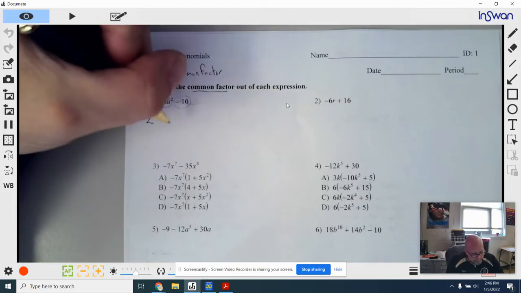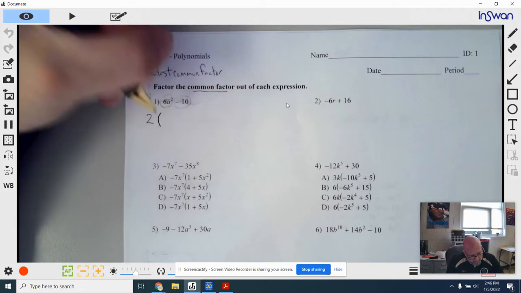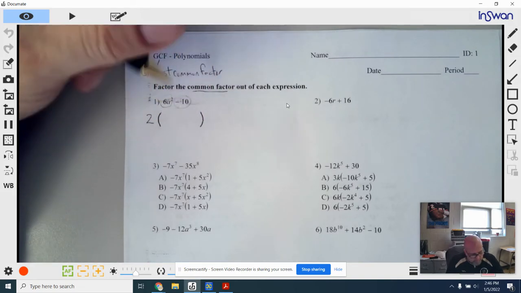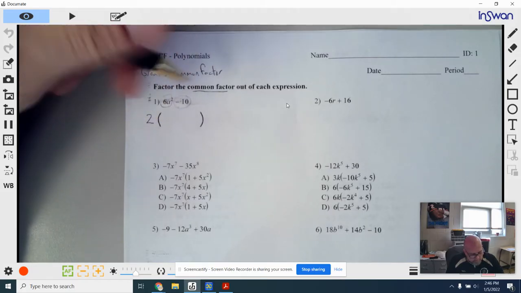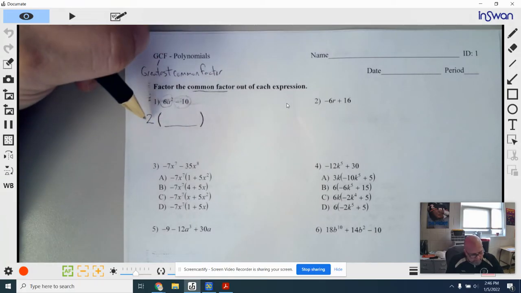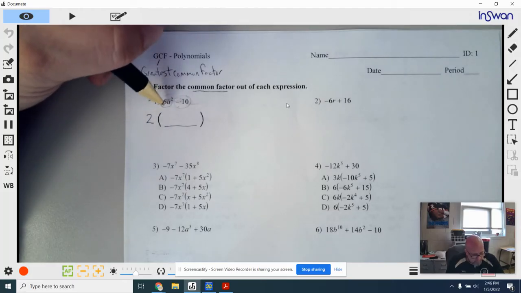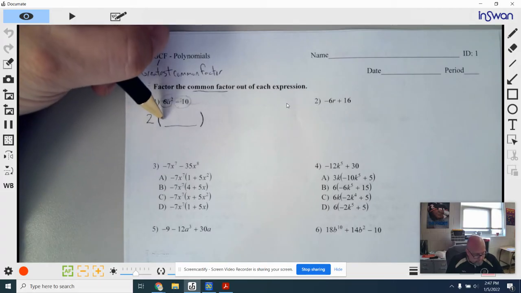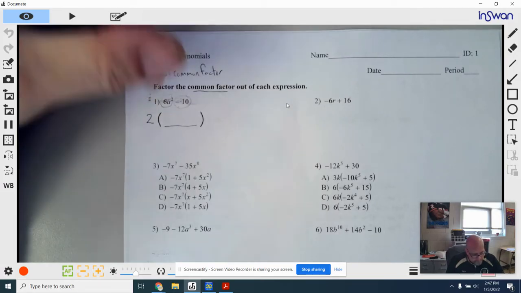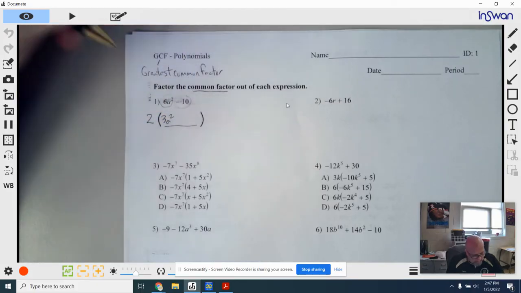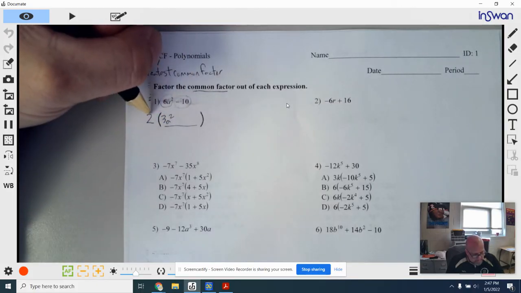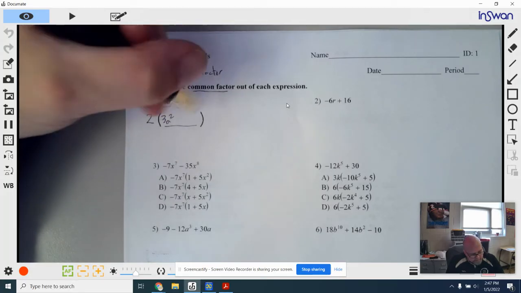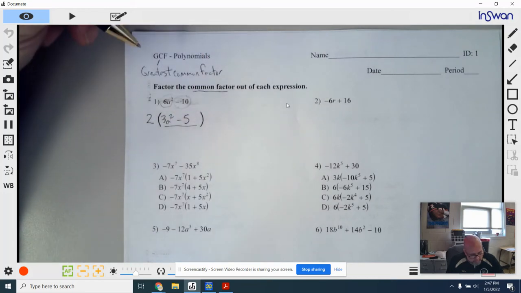And then what I do is I need to put back in parentheses everything that I haven't used. I need to put back inside the parentheses some numbers that, when they're multiplied by 2, you reach back to the original problem. So you ask yourself, 2 times what is 6a squared? Well, that's going to be 3a squared. And then 2 times what is negative 10? In that case, it's going to be negative 5.